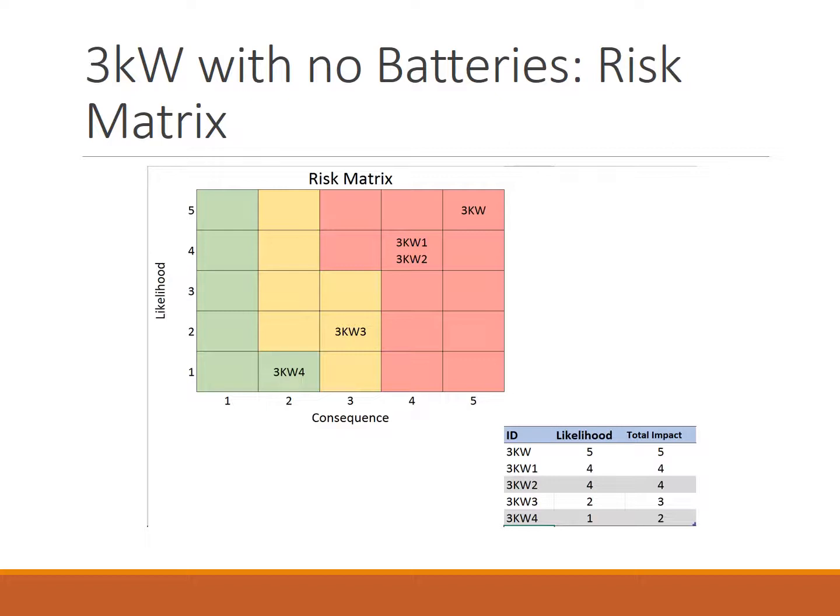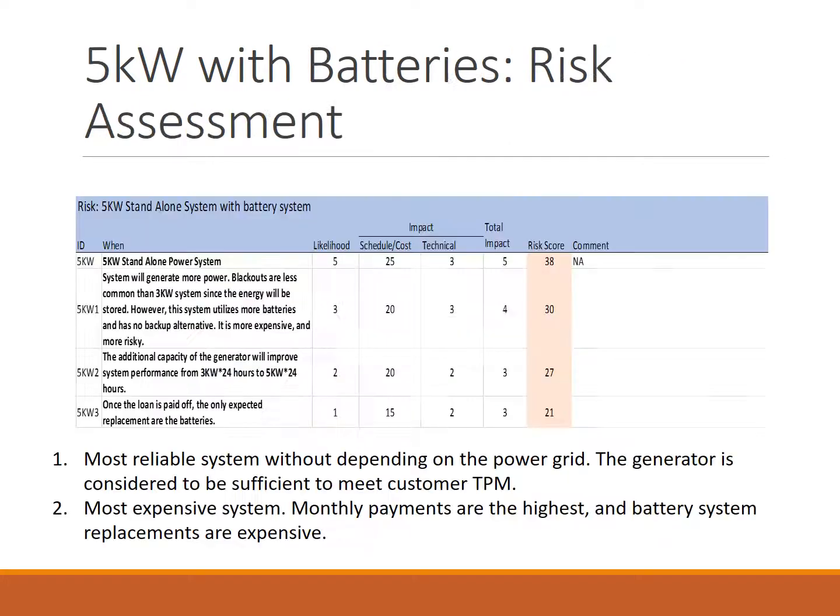And this is our system being populated in the risk matrix. It goes from a 5.5 to 1.2, which is not too bad actually. And this is our last system. It's going to be the 5 kilowatt system standalone with batteries, and this is the risk assessment.